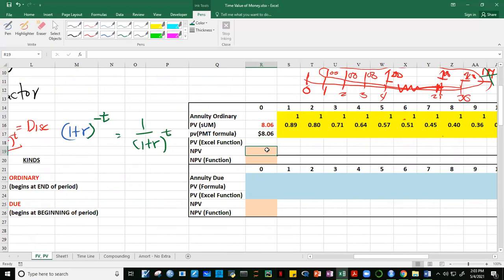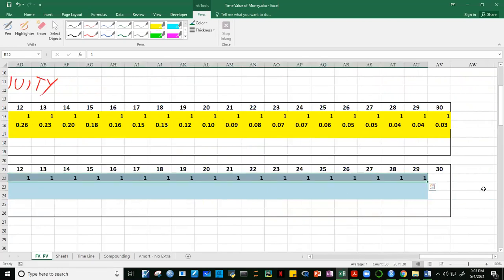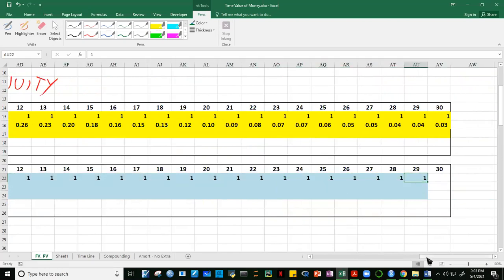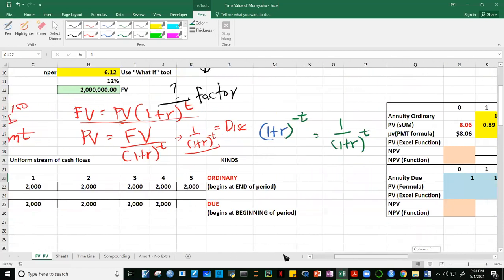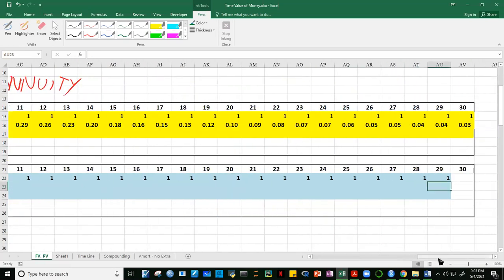None, sir. None. Okay. So, I leave you guys to compare. Paano kung annuity due? Ibig sabihin, 1 ang simula niya kagad. 30 to na 1, pero hanggang 29 lang, kasi nagsimula siya sa 0. So, tatlong pong cash flows din yan na one.